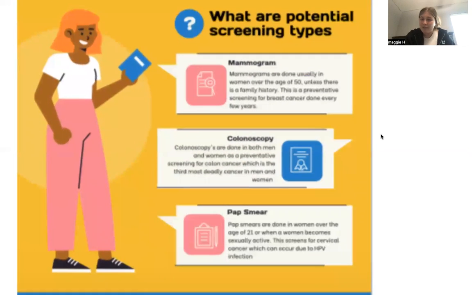And so I just want to give you all a few more examples of screening types, because chances are you guys have probably had them before and you're going to be like, oh my gosh, whoa, that's crazy. I didn't even know that was a screening test and not a diagnostic test.